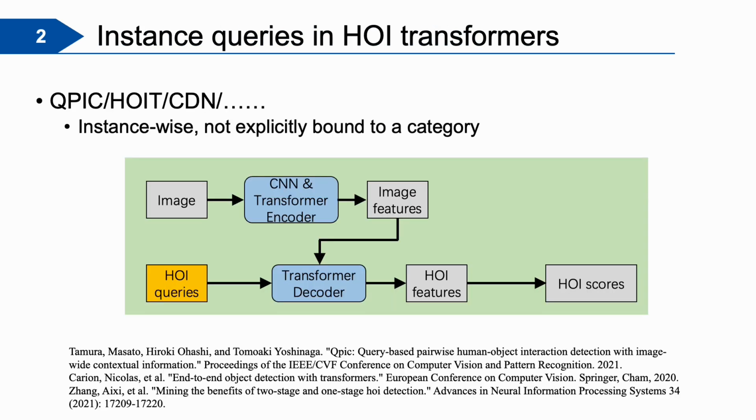The queries in previous detection or HOI detection methods are instance-wise queries, which means each query extracts a feature mainly for one instance and will be matched to one instance. The query feature will be responsible for the classification on all categories, so they are not bound to a category.